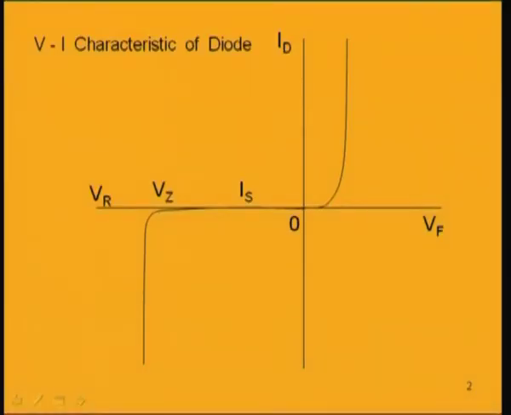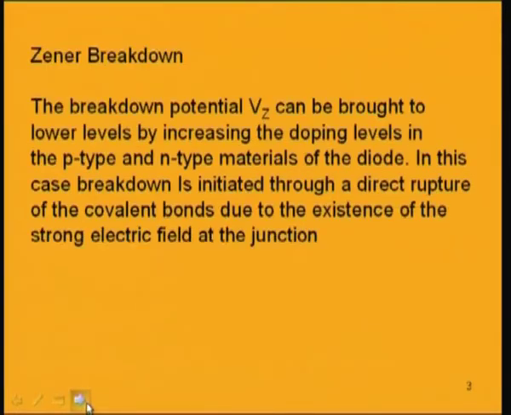Now, this Zener breakdown will have a sharp rise of the reverse current in the diode. That means this current will suddenly, very sharply rise after crossing this Zener breakdown voltage Vz. So, the major reason for the Zener breakdown is the rupturing of the covalent bonds. Now, this breakdown potential Vz can be brought to lower levels by increasing the doping levels in the p type and n type materials.